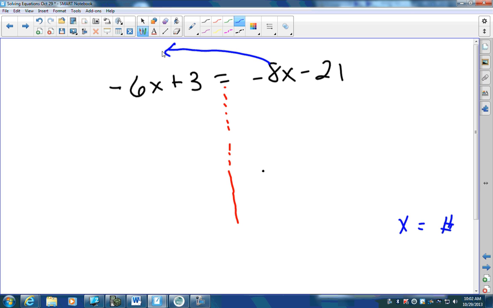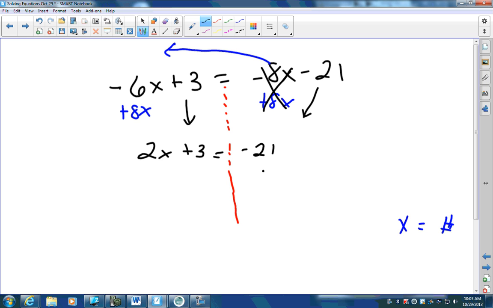And if I want to move my x over here to the left-hand side, I can't just put it over there. I need to do the opposite. So I need to add 8x. Because it says minus 8x, I add 8x to each side. Now, negative 6x plus 8x gives me 2x. That plus 3, I'll just bring it down. 8 minus 8, that makes 0. And I'll just bring down that negative 21. So all I did was move my x's to the left. And you can't just put them over there. When you go across the equal sign, you have to do the opposite.